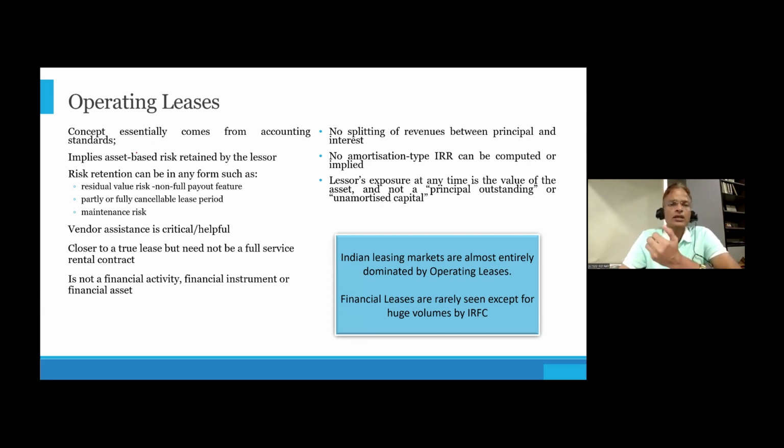But essentially, an operating lease implies retention of an asset-based or asset-backed risk by the lessor. In a financial lease, the risks and rewards are largely or substantially financial. Lessor retains financial risk and financial rewards. As we move from financial risks to asset-backed or asset-based risks, or asset-based rewards, where risks or rewards are emanating from the asset, the lessor takes asset-based risk or asset-based rewards. The lease becomes an operating lease.